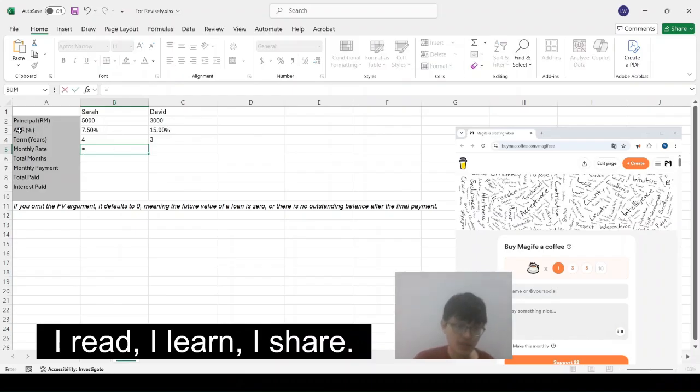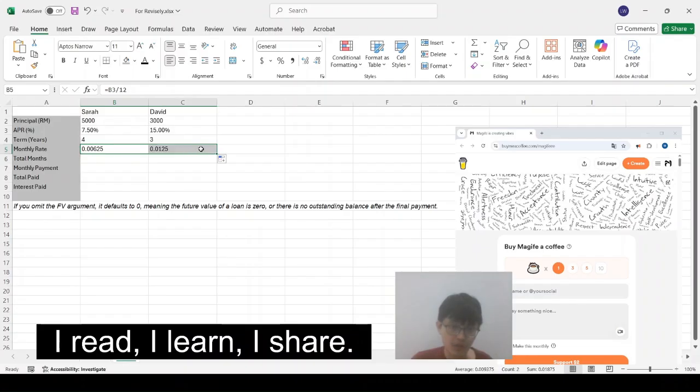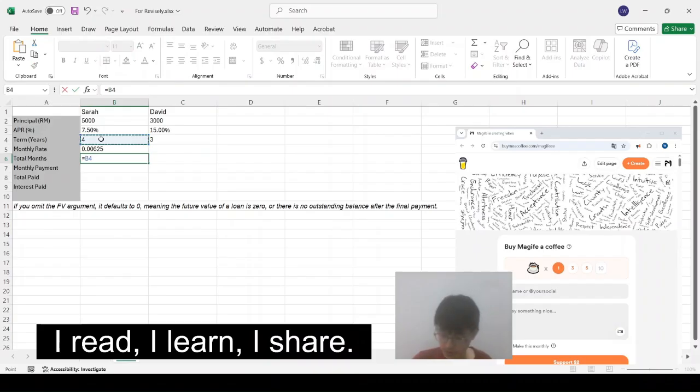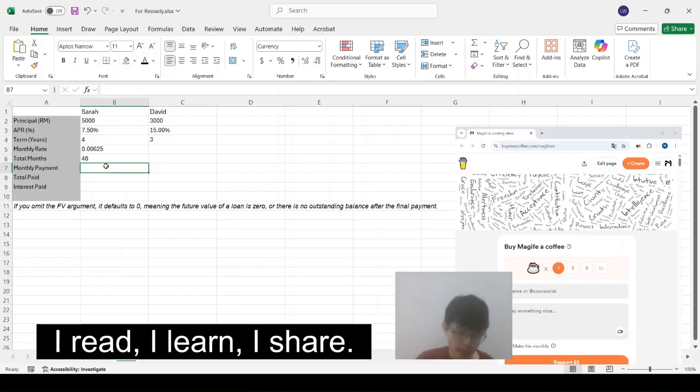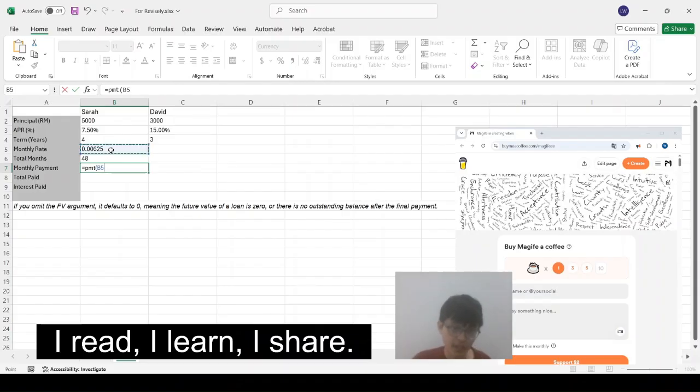So the monthly rate, because this rate is the annual rate, we just put this one divided by 12. Fill down the formula. The total months is just the term times 12. So for the monthly payment we use the PMT function. PMT, the rate is the monthly rate, then the term in months, and then the principal value.